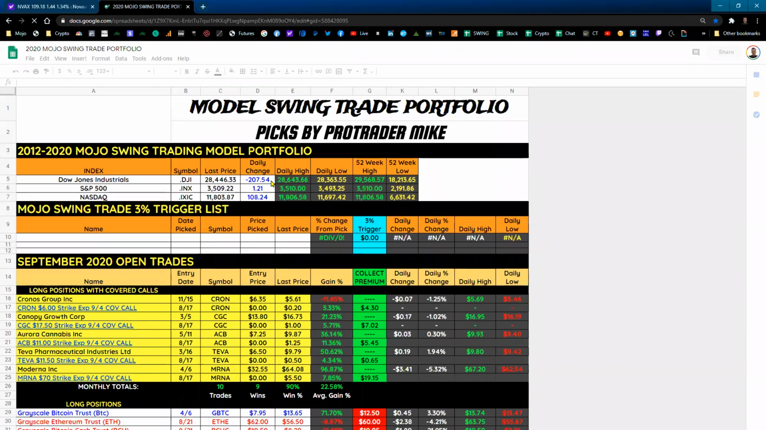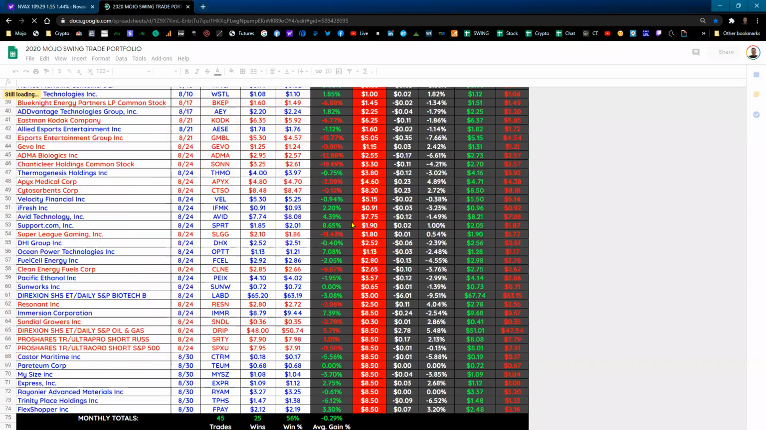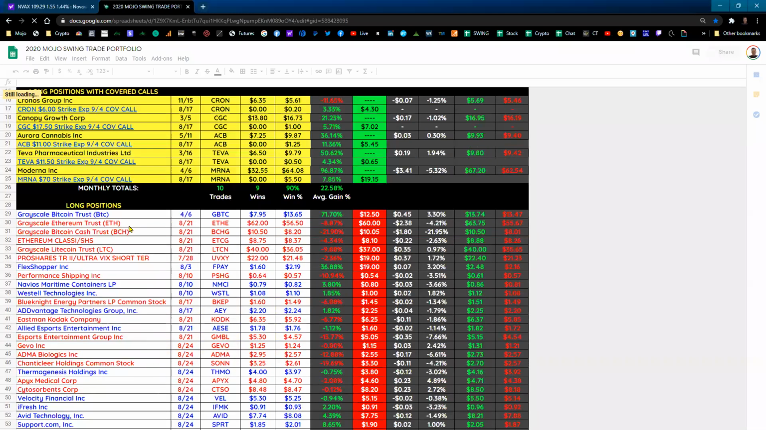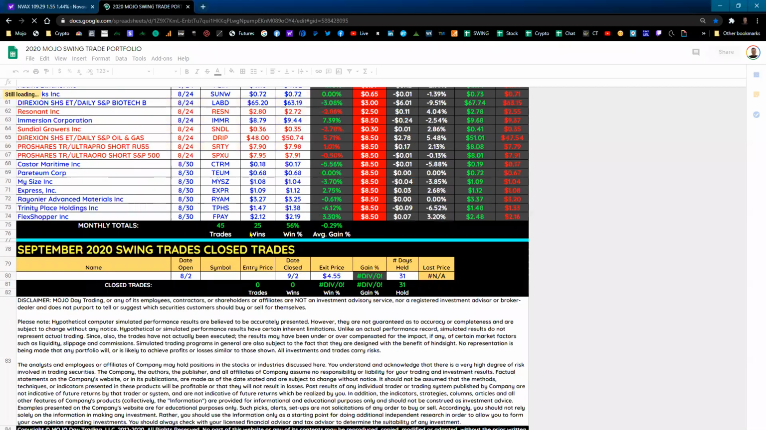Dow's down 207 now to 28,643, guys. The S&P's up 1 to 3510, and the Nasdaq's up screaming 108 to 11,800. This is the model stocks that I have in the portfolio, all CAN SLIM based.